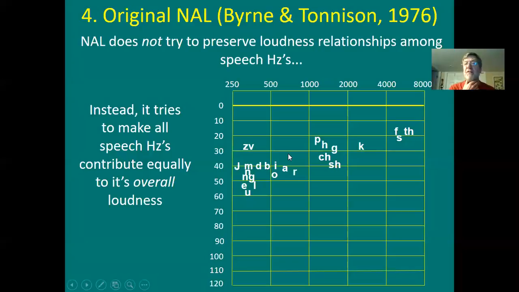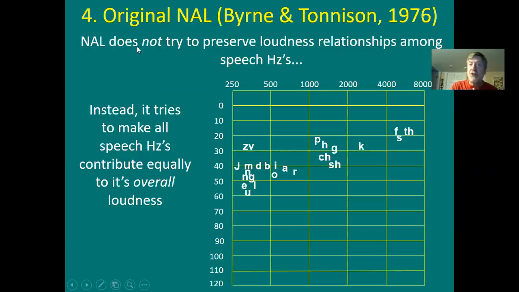Normally, z, v, j, m, d, b, e, i, o, u, all those sounds are louder and lower than k, s. That's how normal hearing people hear these sounds of speech. Now, NAL said, who cares? We want to amplify so that the aided person hears all speech frequencies equally loud. Sound unnatural? They don't care.